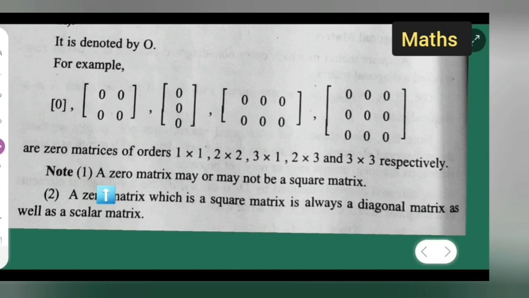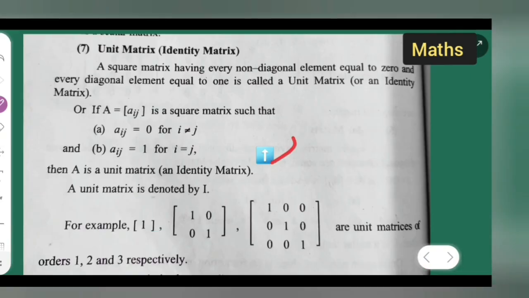Note, the first one: a 0 matrix may or may not be a square matrix. The second one you can take down: a 0 matrix which is a square matrix is always a diagonal matrix as well as a scalar matrix. So this is a unit matrix, or you can even call it an identity matrix.